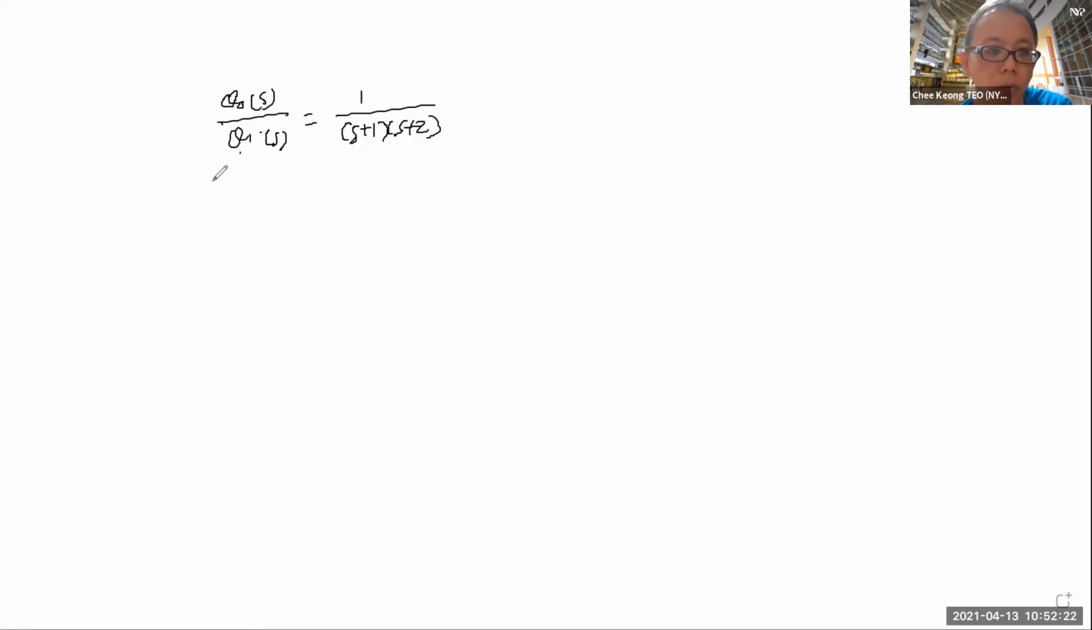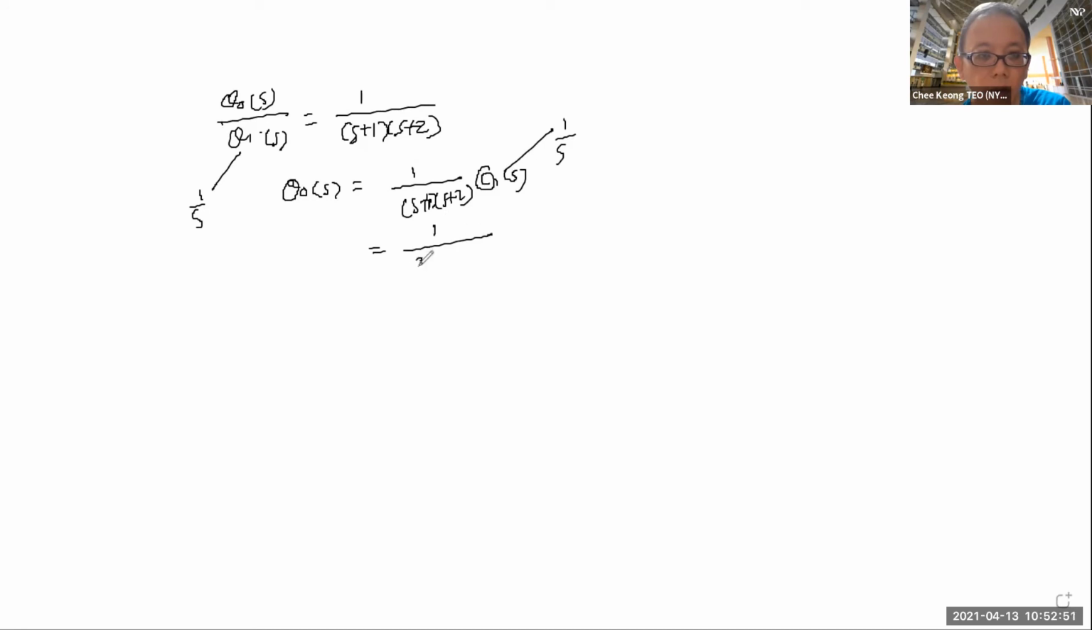Now for this kind of function, it says that if the input is a unit step, the input is actually 1 over s, right? So they ask you to find theta out. To find theta out, first of all, you have to find theta out s. Theta out s will be 1 over s plus 1, s plus 2, multiplied by theta in s. Theta in s is already known, it's 1 over s. So therefore it is 1 over s, s plus 1, s plus 2. So this is your theta out s.